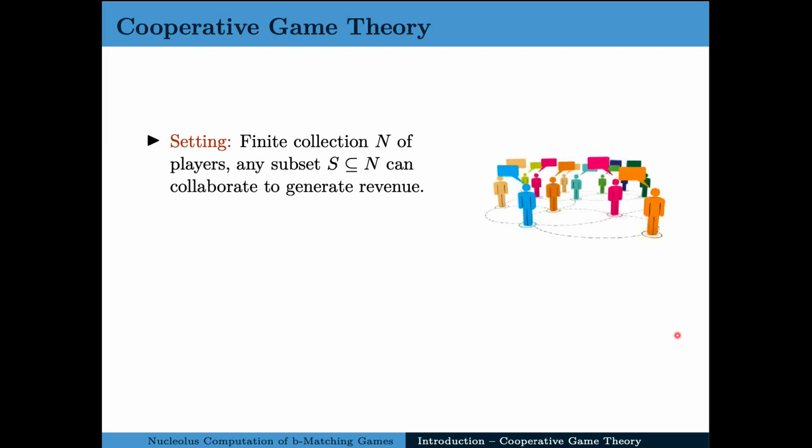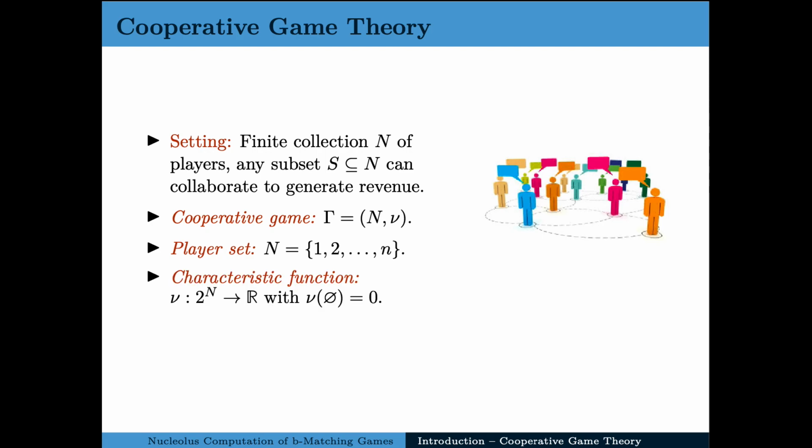So before we begin, let's review some cooperative game theory. The setting is a finite collection N of players, where any subset S can collaborate to generate revenue. More formally, we have a pair (N, nu), where N is a set of players, say from 1 to n, and nu is the characteristic function, which is real valued and defined over all subsets of players. We can think of nu of S as the revenue generated by coalition S.